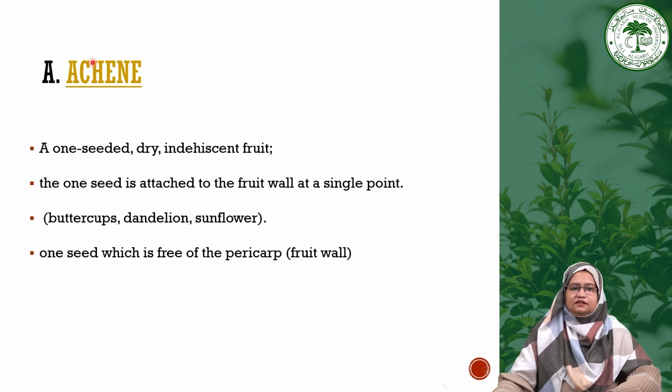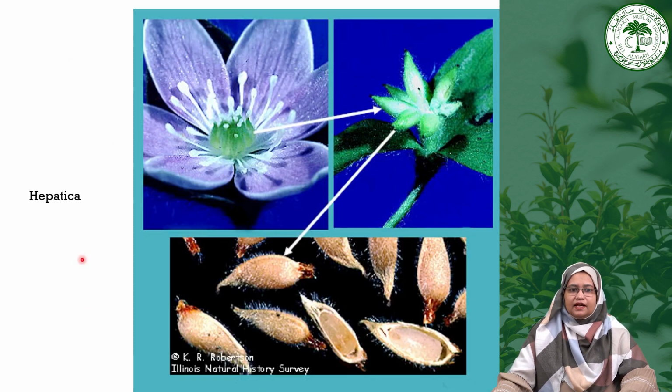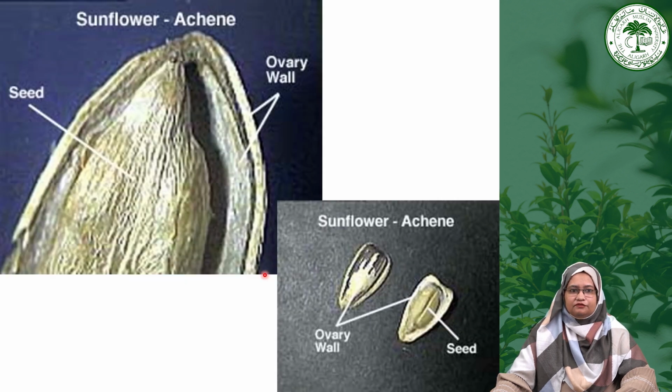The first one is the achene. An achene is a one-seeded dry indehiscent fruit. The one seed is attached to the fruit wall at a single point, as in the case of buttercup, dandelion or sunflower, and the seed is free of the pericarp, that is of the fruit wall. As you can see in the case of hepatica, they also have an achene, which is a one-seeded fruit.